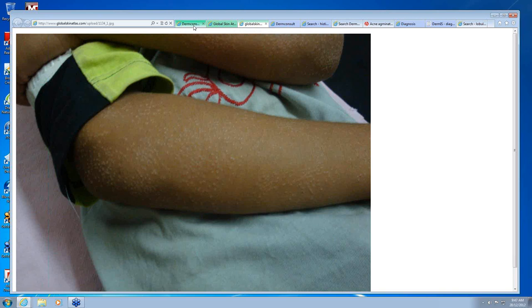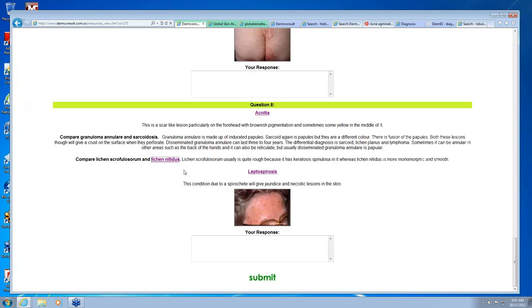Let's flick this back. Lichen scrofulosorum usually is quite rough because it has a keratosis spinulosa-like pattern. That's right, it's more spiny. Whereas lichen nitidus is more monomorphic and smooth. So, lichen scrofulosorum: elbows and knees, a tuberculid, keratotic, whereas lichen nitidus is more monomorphic and smooth.